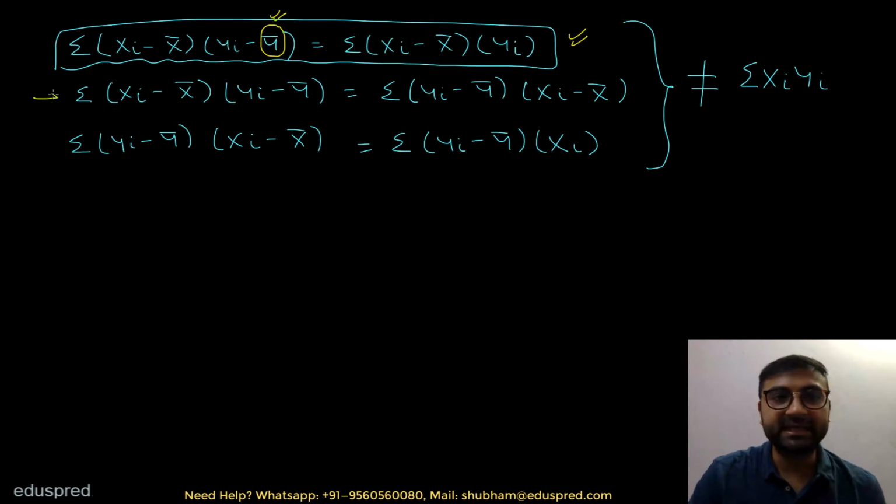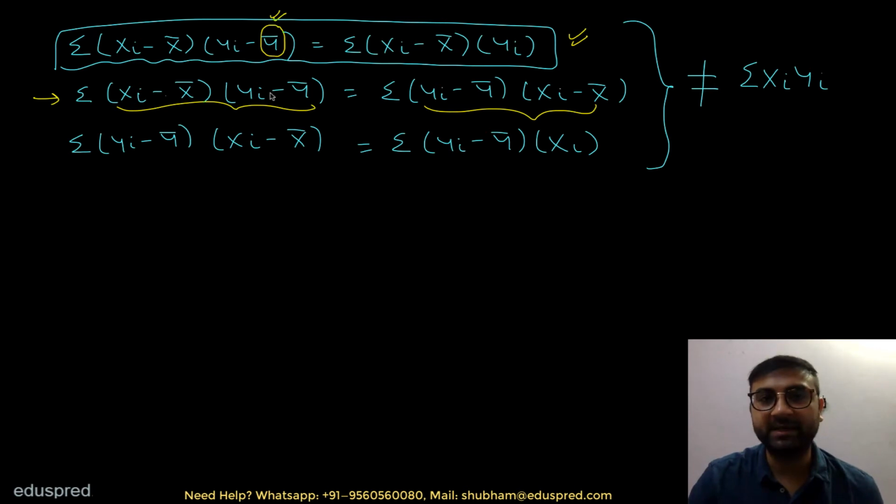Let's take a look at the second equality that I have written over here. The second equality is pretty basic. Basically, I have written this is equal to this. On the left hand side, I have multiplied xi minus x bar by y minus y bar, and then I have put a summation sign. On the right hand side, I have multiplied y minus y bar with xi minus x bar, and then I have put a summation sign. So it doesn't really matter whether I write xi minus x bar first or y minus y bar first. This is quite logical.